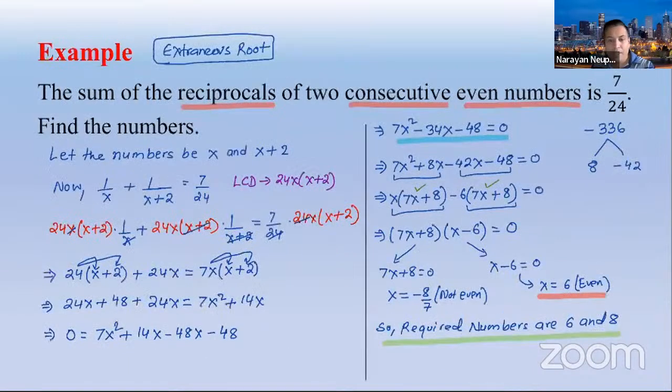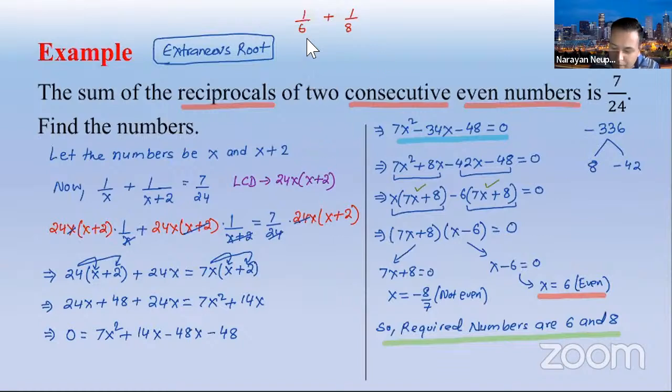See, if you look at the previous problem, we got the answer 6 and 8, right? The question says, if you find the reciprocal and add them, it will be 7 over 24. If you find the reciprocal of 6, that will be 1 over 6. If you find the reciprocal of 8, that will be 1 over 8. Right? And then we have to prove that the sum is 7 over 24. If you want to make a common denominator, it will be 24 there.